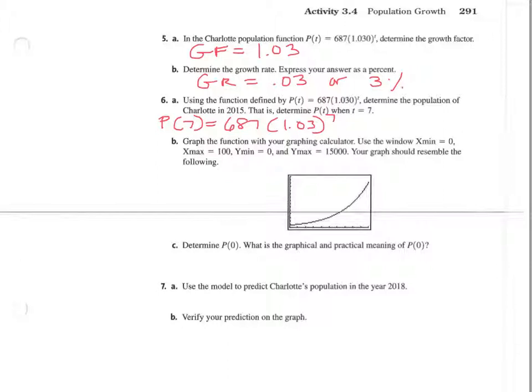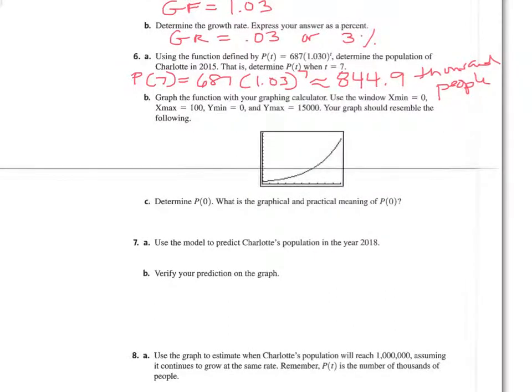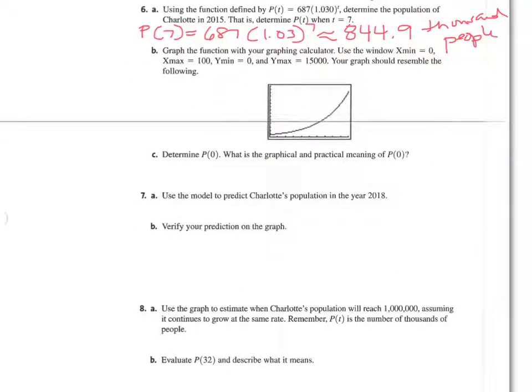Okay, and this would come out to be about, in thousands, they're putting their answer, 844.9 thousand people. Okay, so the next thing we're doing is taking a look at the graph of this and finding some other things. So take a minute and put those windows in and graph that function that we've got right up there, our Charlotte function. And so we determine P of 0, that's part C.